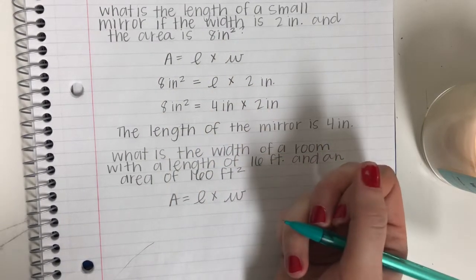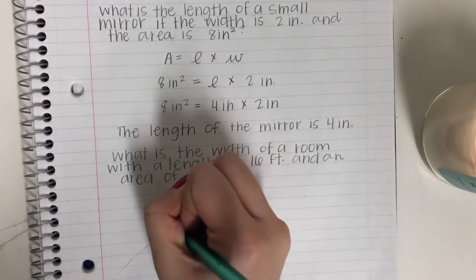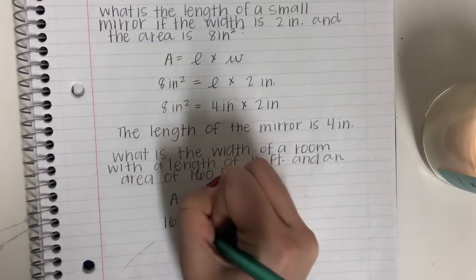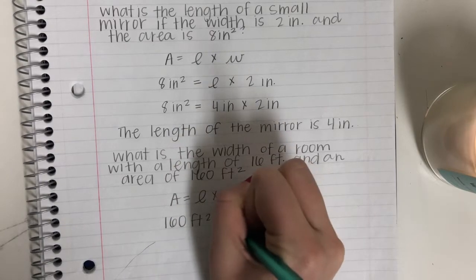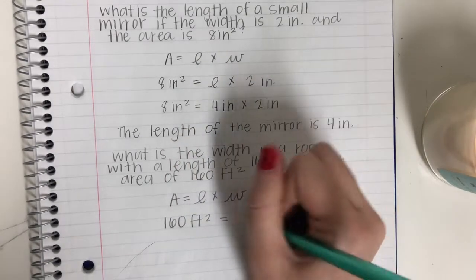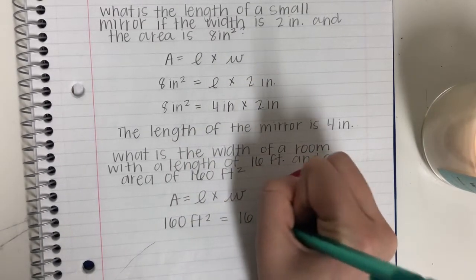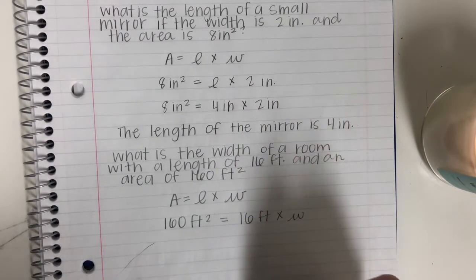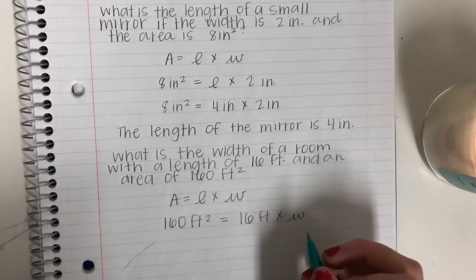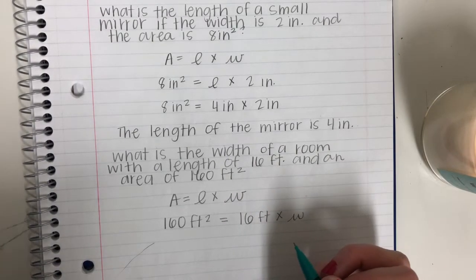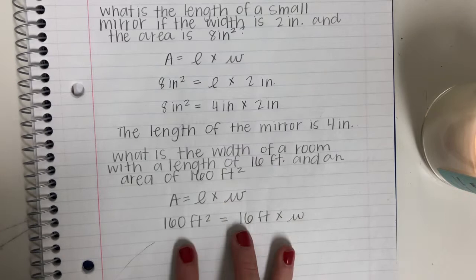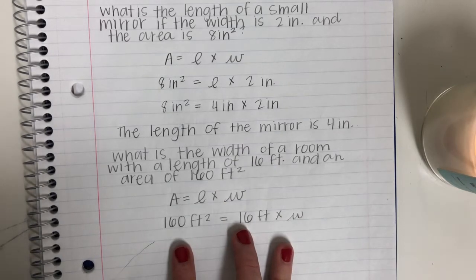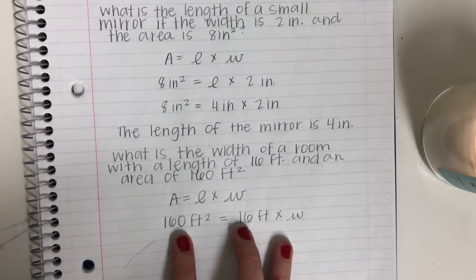Now I'm going to fill in my known information. They give me the area, so my area is 160 feet squared, which is equal to, I know my length, 16 feet times something. I don't know my width. So now I need to think in my head, 16 times what is going to give me 160? Well, I can look at these two numbers and think, this is pretty simple. When I add a 0 onto a number, that means I multiplied by 10. So my width must be 10.